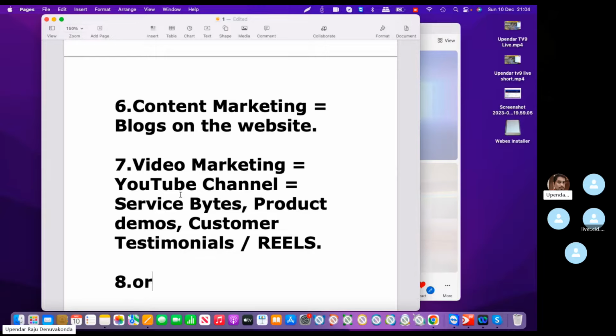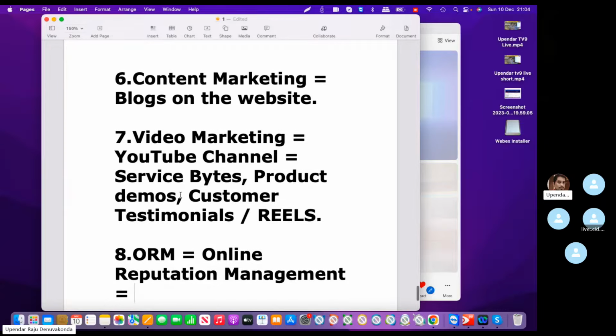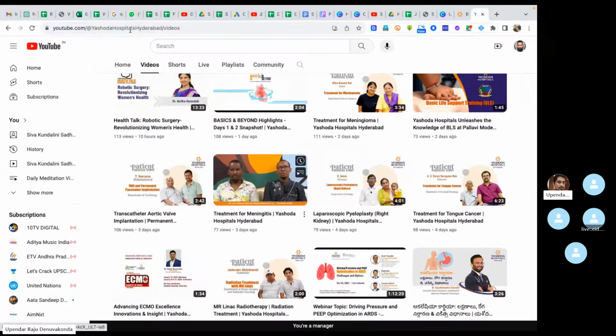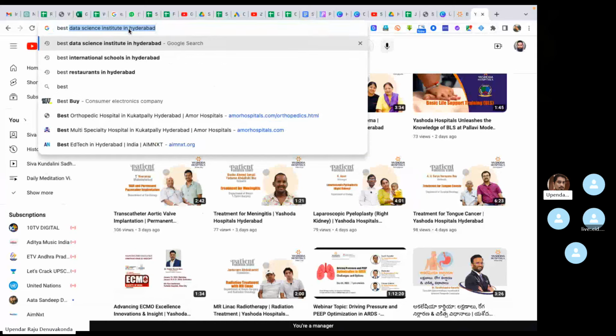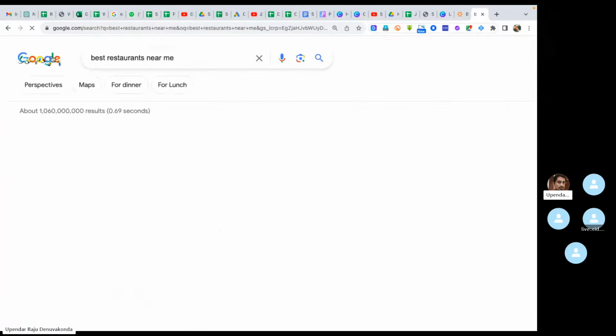The next important one, you have to manage online reputation management. Yeah. So these days people are having different choices. So whenever we talk about online reputation management, mainly I would talk about Google reviews. Yeah. So whenever you decide to go to any restaurant, what exactly do you do? Simply you go up here and you look for the best restaurants near me. Yes, right.